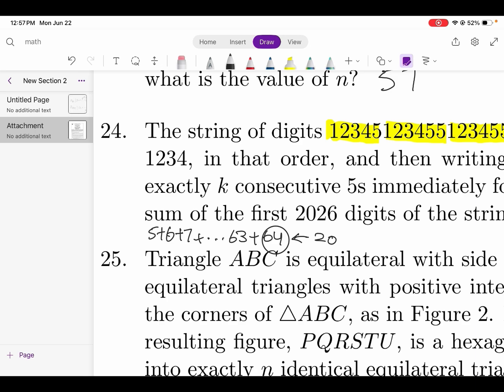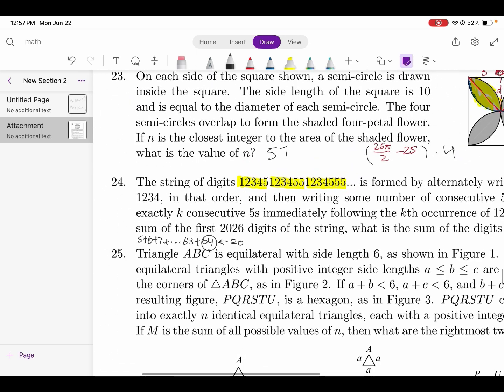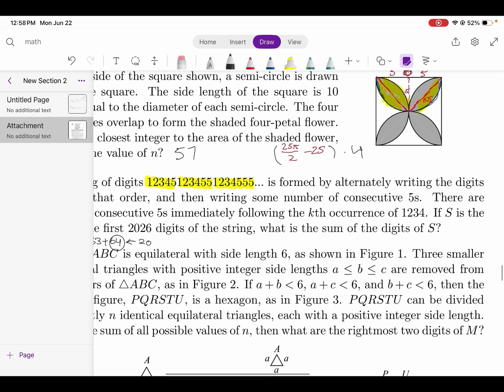And so to calculate the sum of the 2026 digits within this, you see that there's 64 minus 5 plus 1, which is 60 groups that you're calculating, and you have 1, 2, 3, 4 in all 60 groups. So then the sum of the 1, 2, 3, 4s would be 600. And since you have 60 groups and 4 digits that are not 5 per group, you have 240 that are not 5. So then there's 2026 minus 240, which is 1786 5s. So then you add 1786 times 5 to that.